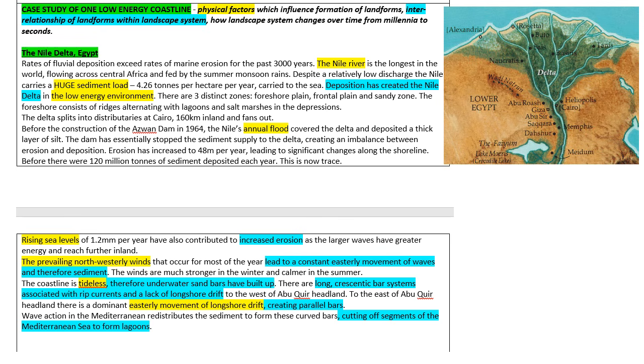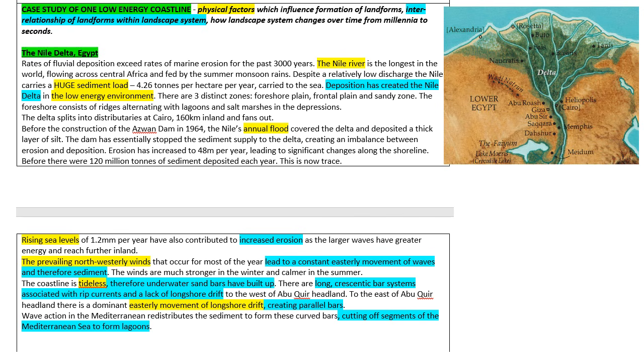Sea levels are also rising 1.2 millimetres per year, and this has led to larger waves, greater energy, increased erosion. The prevailing northwesterly winds have led to a constant easterly movement of waves and sediment. The coast is tideless. We don't have any tides. Therefore, underwater sandbars have built up.